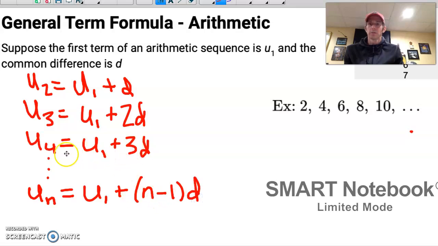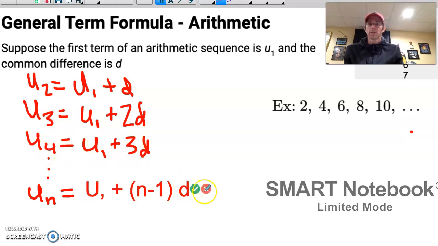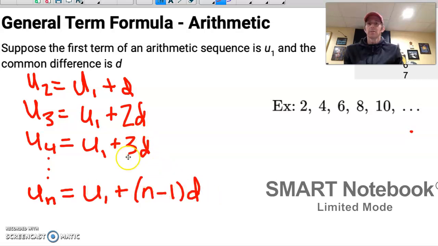So this is n is 4, and this is 4 minus 1. N is 3, this is 3 minus 1, etc. So this is a formula in your formula packet that you will be able to use. You do not have to have it memorized.